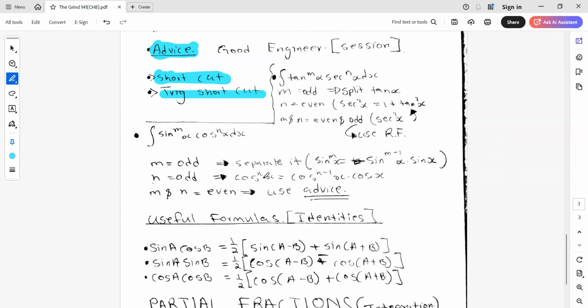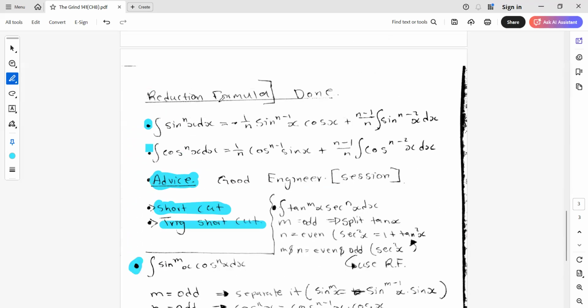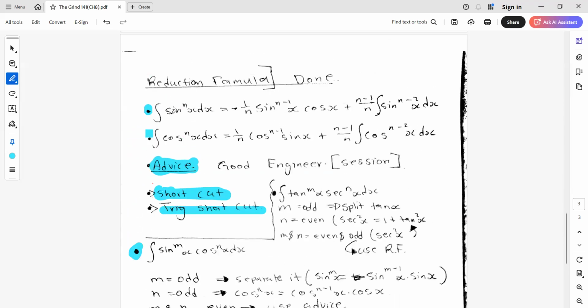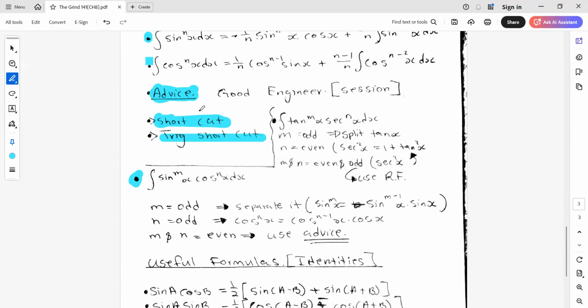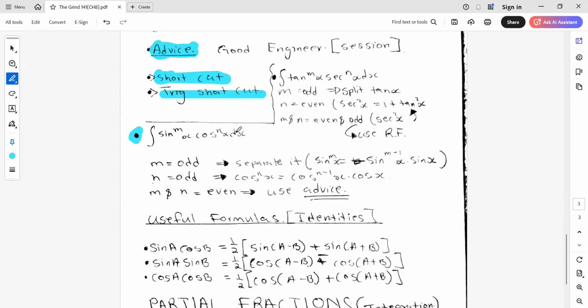All right. So that's just an advice part. Okay, we're moving on. Right over here on the reduction formula, if you have sine to the power n of x only, you can use the reduction formula. Cos to the power n of x, you can use the reduction formula. But what about the multiplication of the two? When you're multiplying the two, you will have to look at the exponents, right?